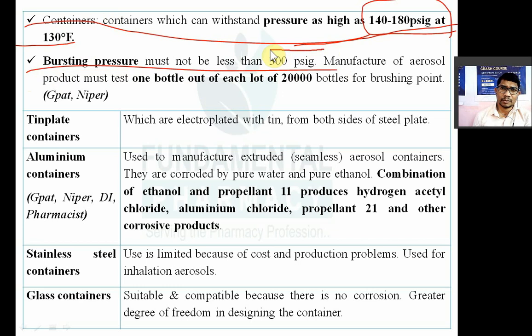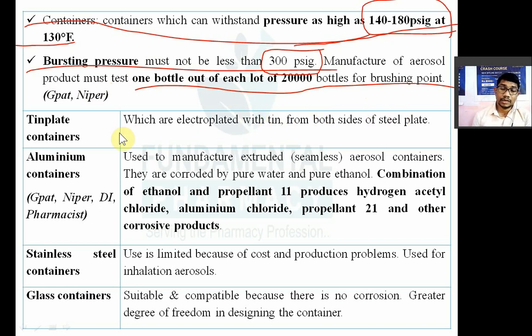Aluminum containers are also used. So mostly these type of containers they are used. Aluminum containers are most widely used in case of aerosol preparation. They are used to manufacture the seamless aerosol container. Aluminum containers are also corroded by few propellants. So they are corroded by pure water and pure ethanol and combination of ethanol and propellant 11.